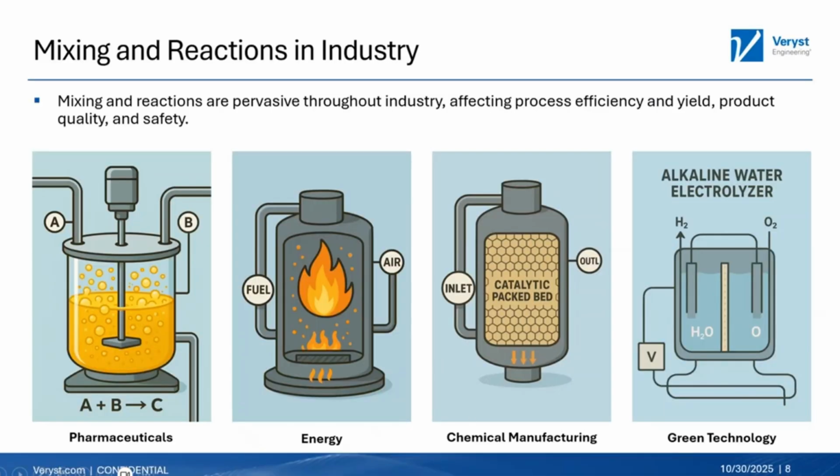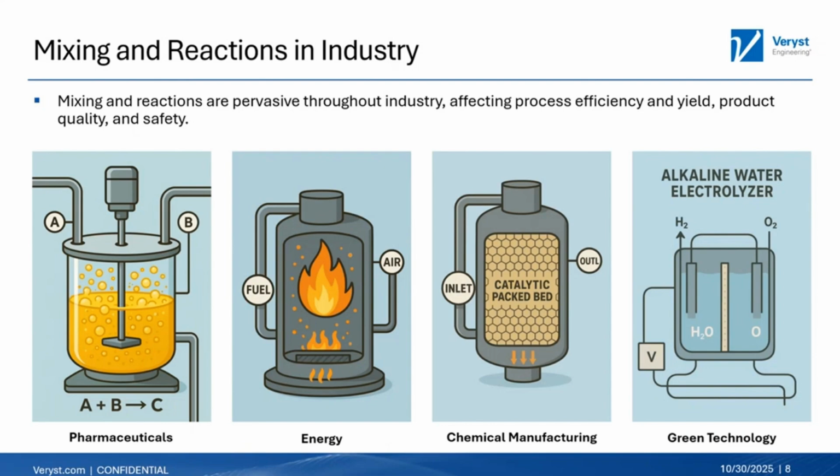Okay, so let's talk a little bit about why we actually even care about mixing and reactions. And the reason is that they're pervasive throughout industry. Just a few examples that we have listed here span from the pharmaceutical industry, where mixing tanks are pervasive for the manufacturing and production of pharmaceuticals, to energy and green technology, where the mixing of reactants to generate energy or generate fuels is commonplace, as well as in chemical manufacturing for reactions to yield some desired quantity. And so throughout industry, we see chemical reactions and mixing playing an important role in key industries.